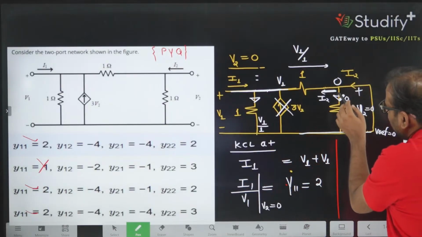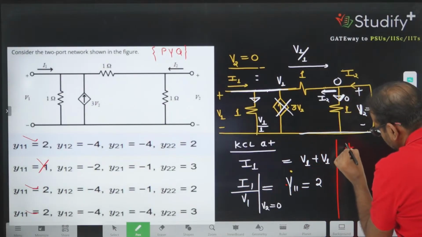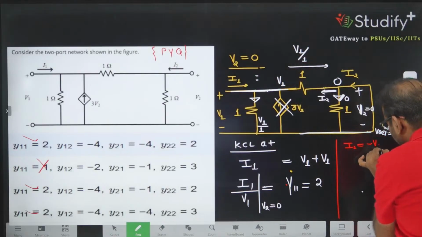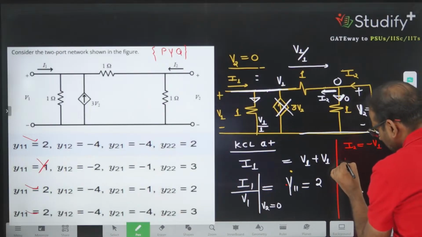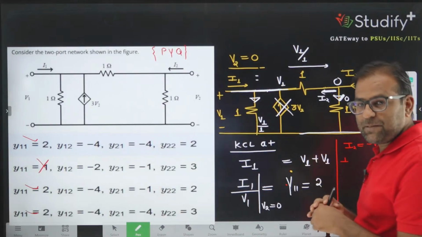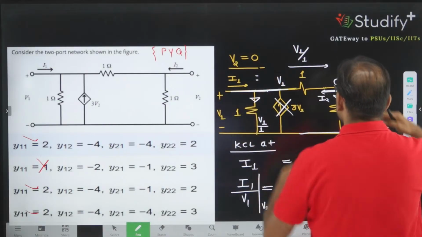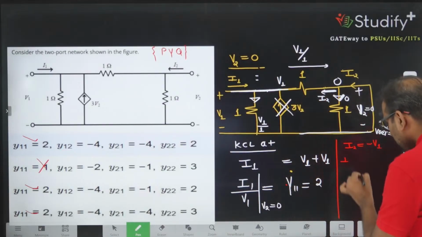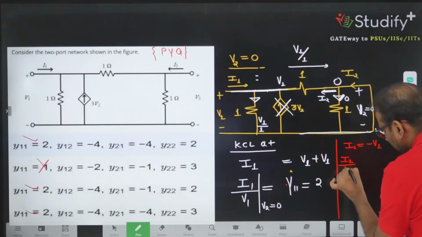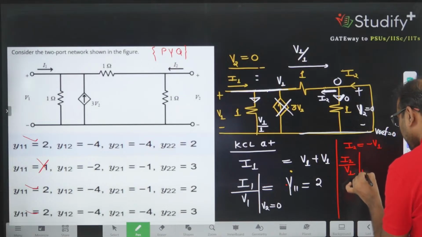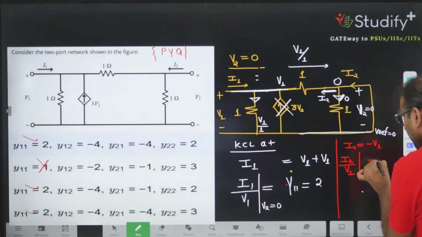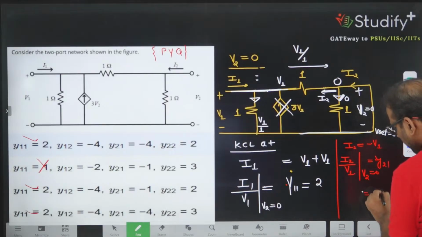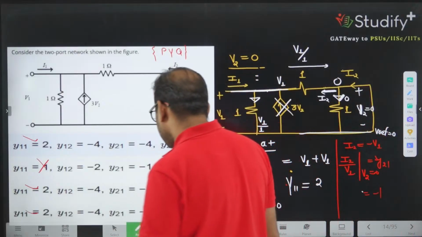Here we have I2, and the same branch current is given by V1 by 1. So you can say I2 is equivalent to minus V1, because this represents the same current. One current is going in this direction, another current is going in the opposite direction, and both currents are the same. So the I2 divided by V1 ratio by making V2 equal to 0 is which parameter? Y21, and Y21 is equivalent to -1.